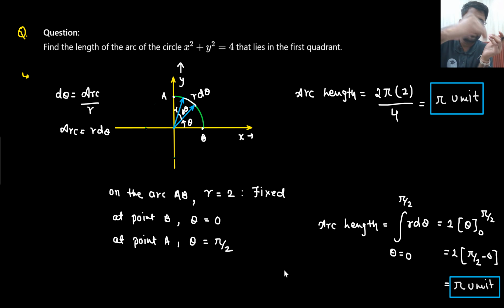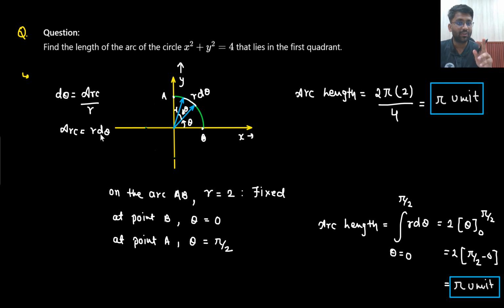On this particular arc, if I am moving, then my value of theta is moving, not the value of r. R is constant. Since r is constant, in the direction of theta, how much do I move? In the direction of theta, I would move r d theta, with the value of r being 2, and theta going from 0 to pi by 2. So the complete arc length will be pi unit. So this you have to remember again and again. I am not going to derive it.